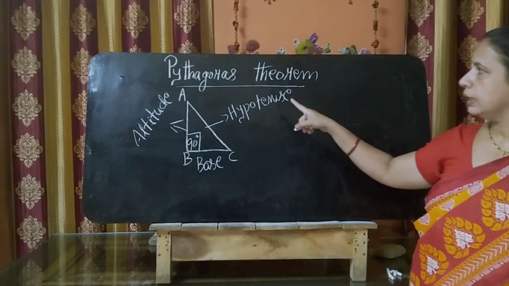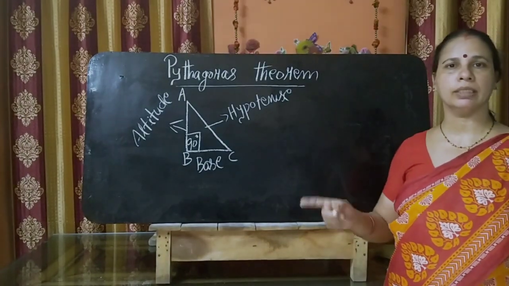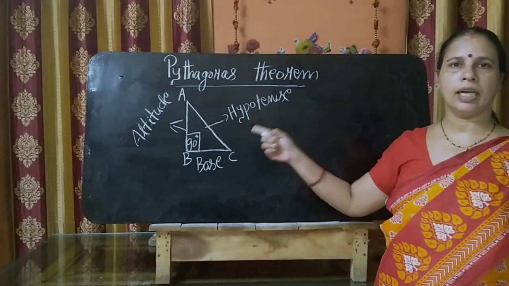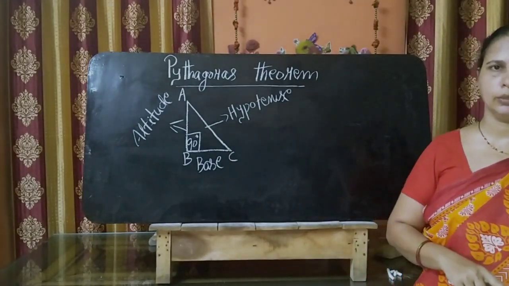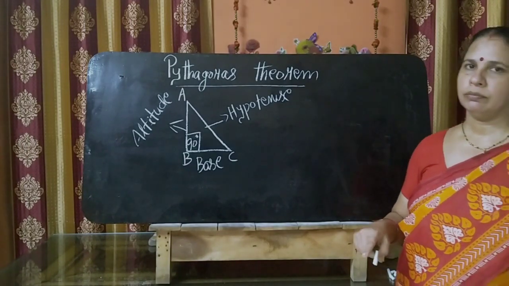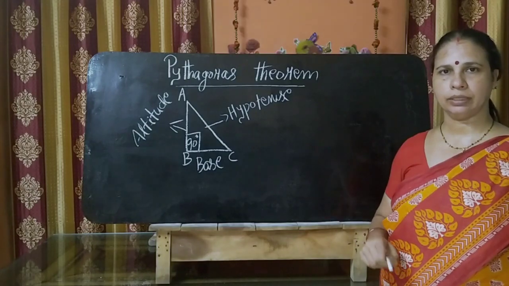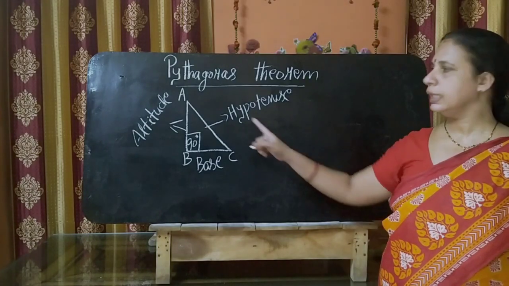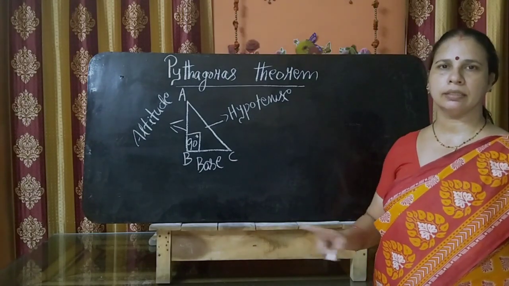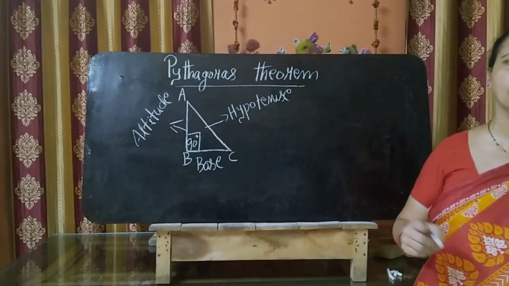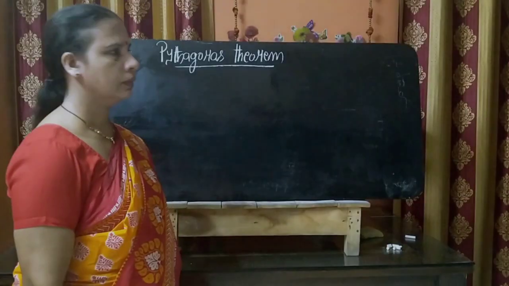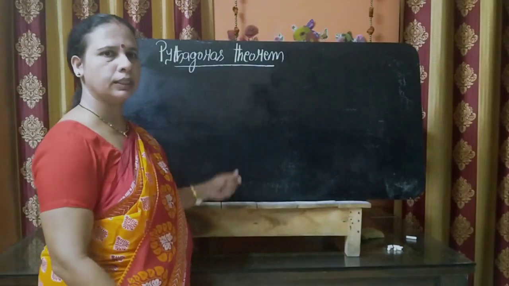Then, what is Pythagoras theorem? Pythagoras theorem states that in a right angle triangle, hypotenuse square is equal to the sum of squares of other two sides. Definition of Pythagoras theorem.